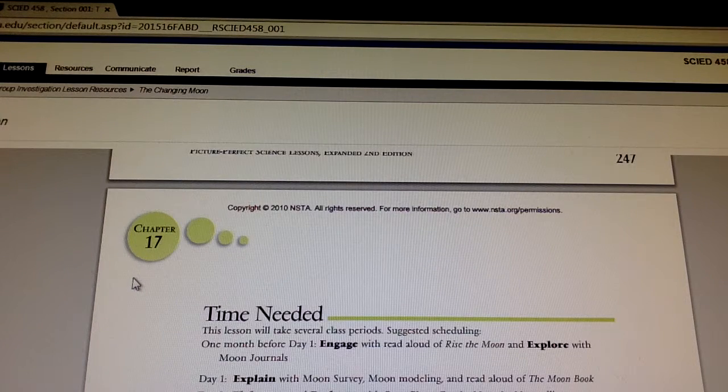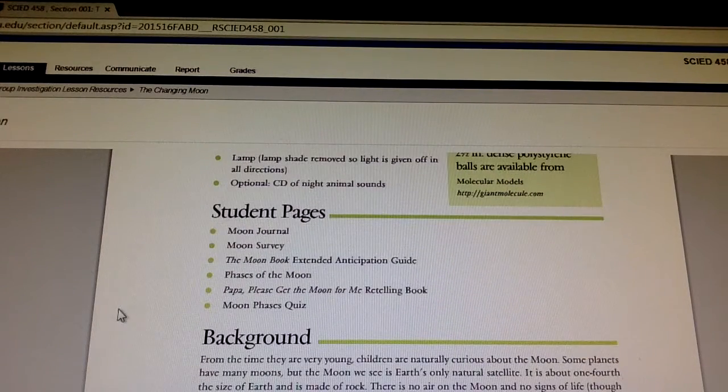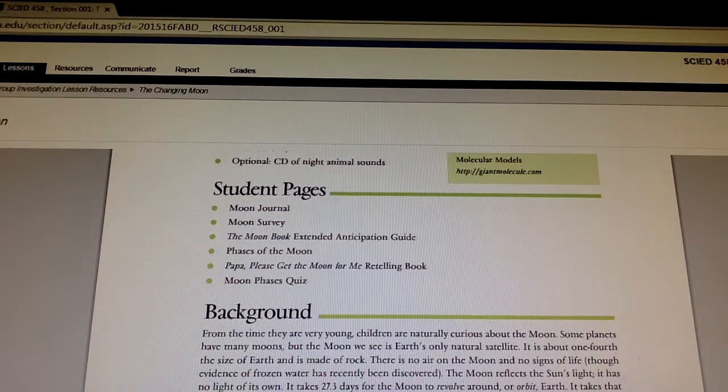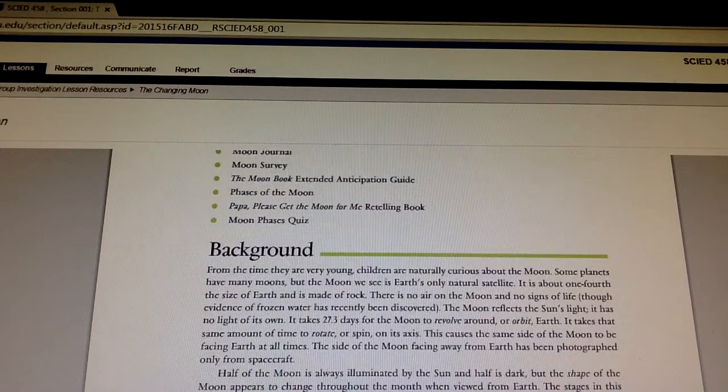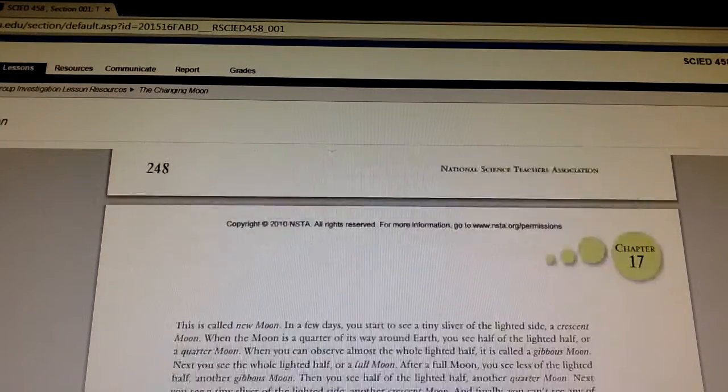It includes things such as materials, time needed, as well as different things that students will be able to use. It gives you a background on what you will need to know about the moon, which can be very valuable if you have limited knowledge and history studying and researching the moon and its different phases.